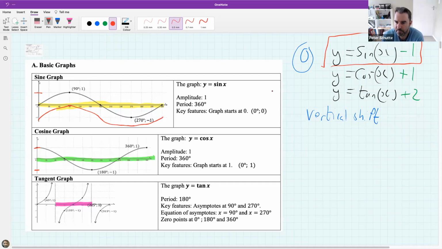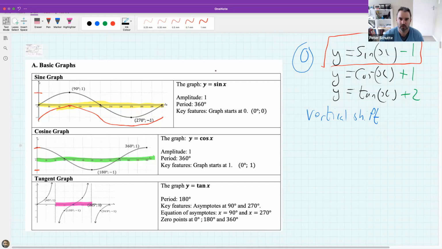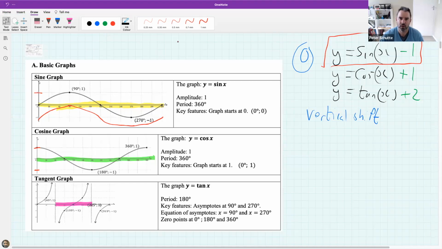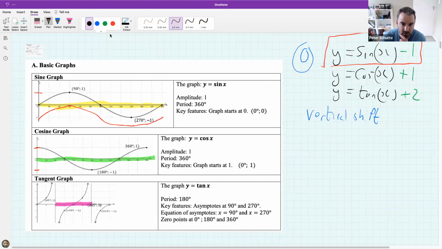Give me a thumbs up if you understand what a vertical shift is. Give me a thumbs down if you don't know what a vertical shift is. Okay, so that's the one thing that you need to be aware of for today's graphs, the vertical shift.